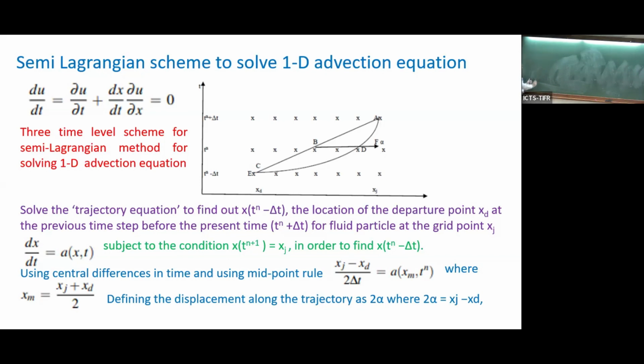So if I want to know the value of f at the present time at this present location, all I have to do is find the value of f at the location of the departure point of the same fluid element 2 delta T times away. So if this is the location of the departure point of this fluid element 2 delta T times away, then I know the value of f here because it is 2 time steps before. So once I know the value of f here, I reassign the value of f. That's all.